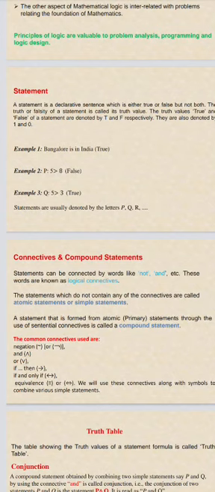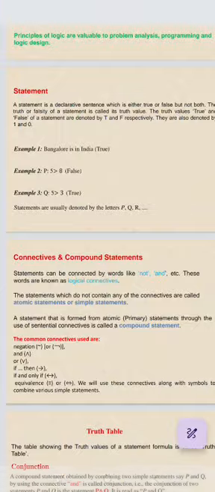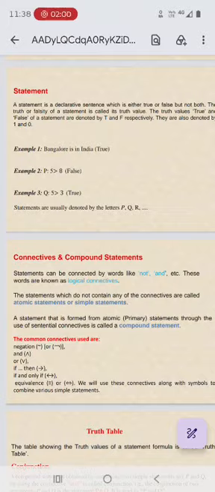Example 2: the statement P, 5 is greater than 8. This statement is a false statement. Example 3: the statement Q, 5 is greater than 3. This statement is a true statement. Then P, Q, R are used to denote statements.